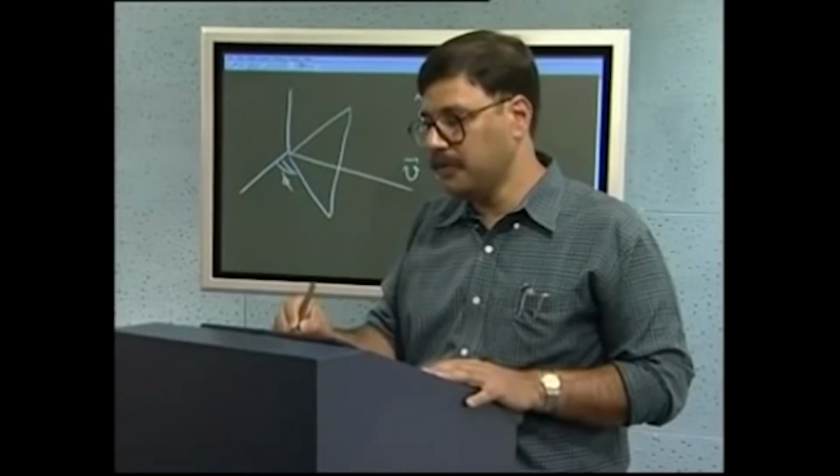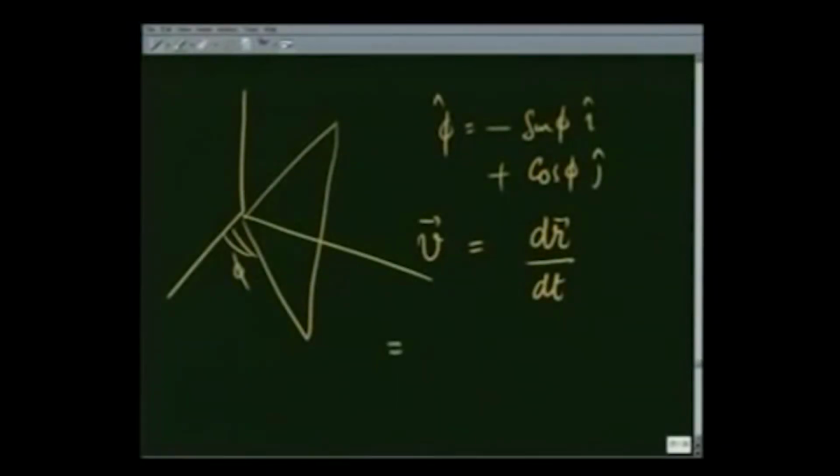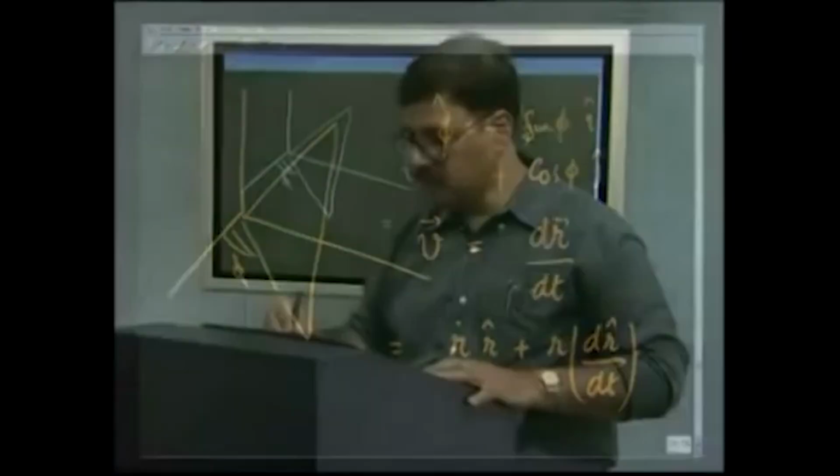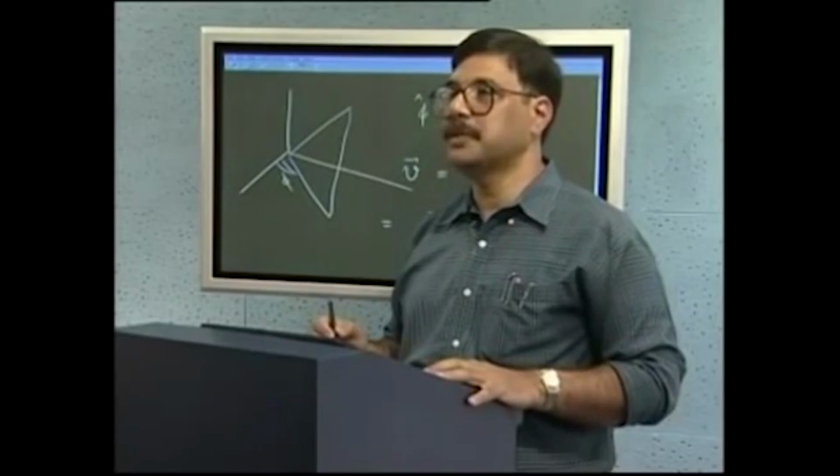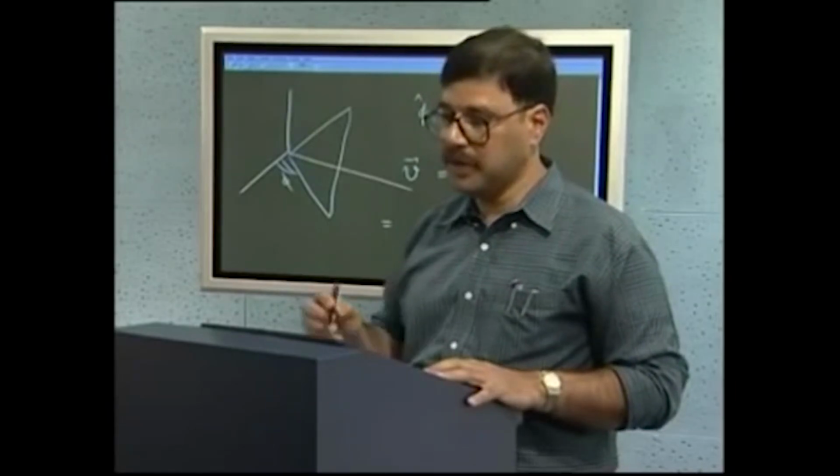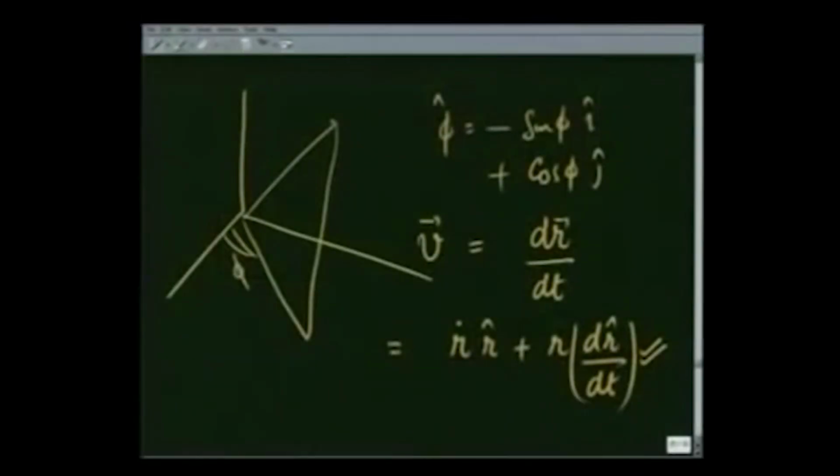Velocity is equal to dr/dt, which is equal to r dot r plus r dr/dt. Expression for dr/dt, rate of change of the unit vector, in this case is going to be slightly more complicated because now it has all three components, but we can geometrically see how this is going to be. Here is vector r.